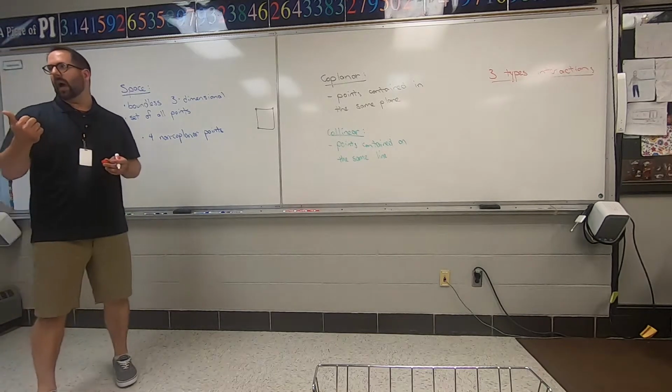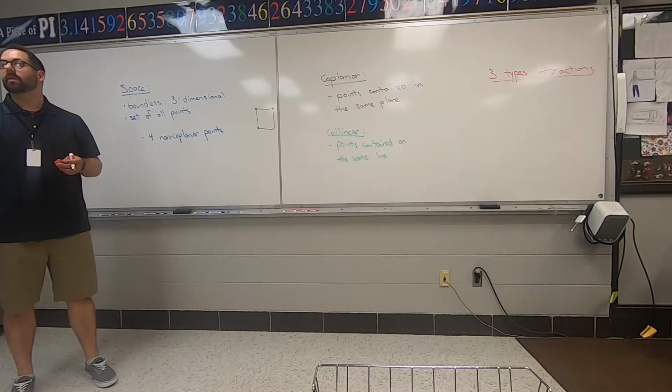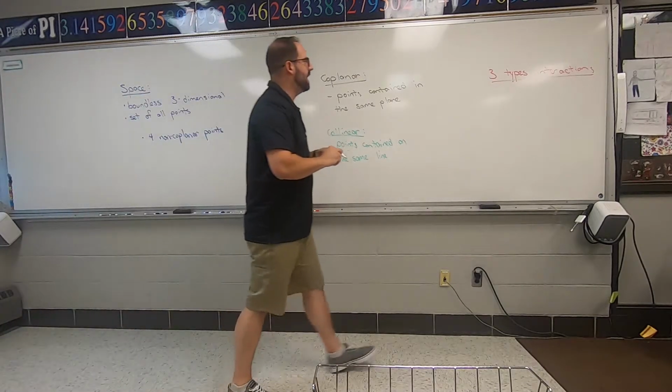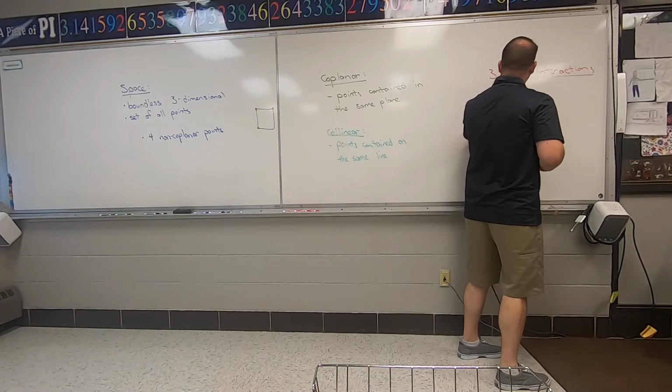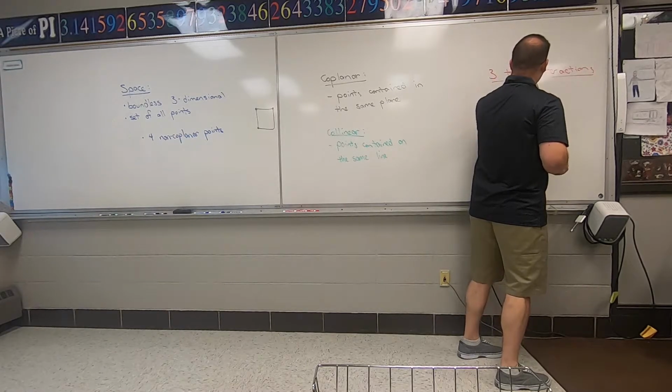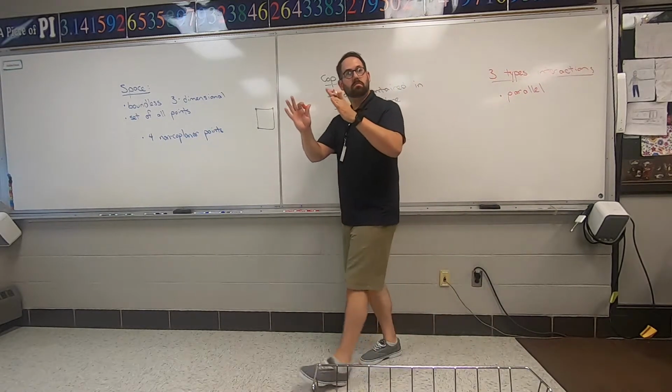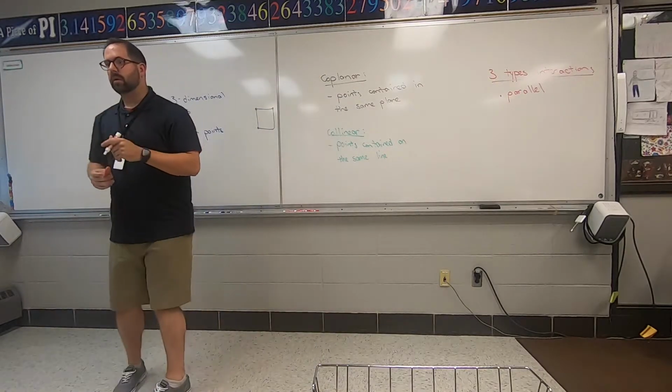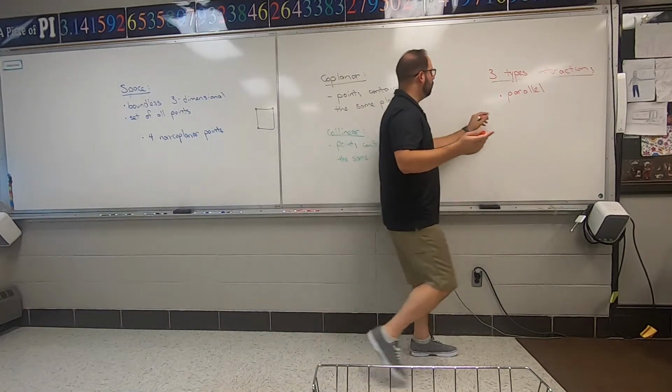What can planes do? How do they interact with each other? What could happen, please? Parallel. They could be parallel. Nailed it. There's one. We talked about that. Parallel is like the railroad track, right? They don't need to touch, but they're somewhat related. Another one. Could be skew. They could be skew. That's huge.